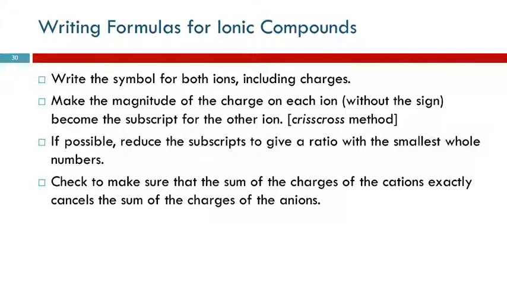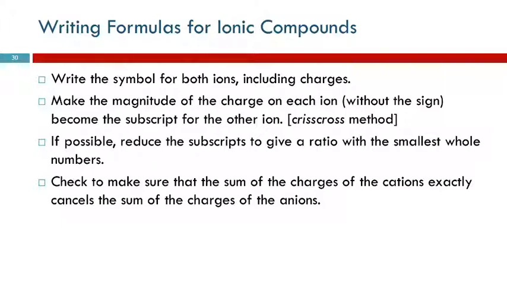So when we're writing formulas for ionic compounds, we first write the symbol for each of the ions. You're going to have one that's positive and one that's negative. You need to write their symbols, include the charges. And then we figure out how to put them together. Do we need 2 of this one and 3 of that? What do we need so that when we lump them all together, their charges add up to 0?